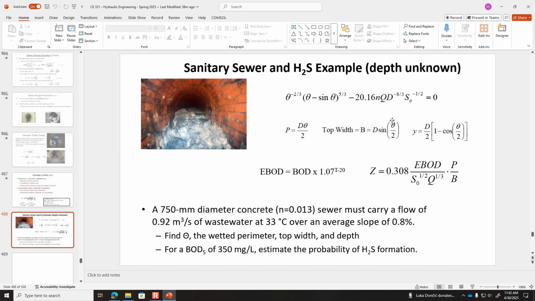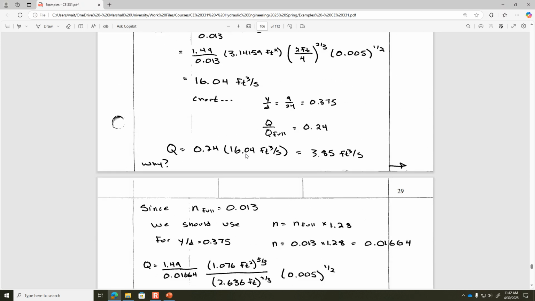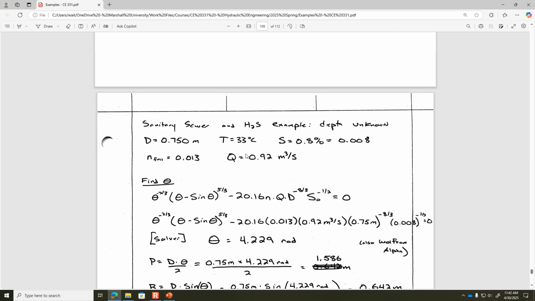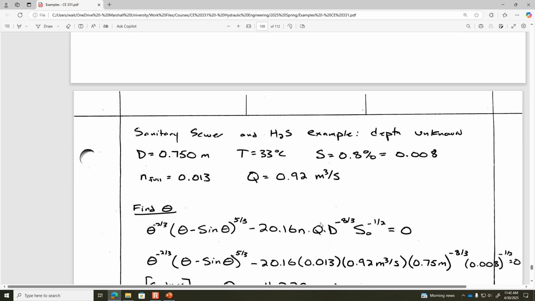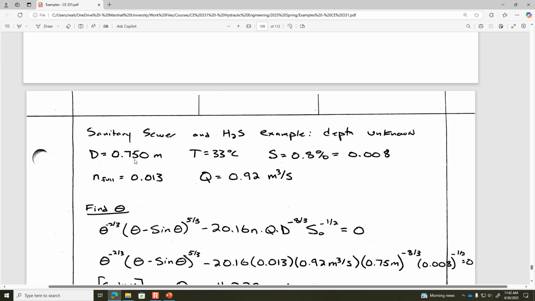Let me write on the whiteboard the formula that we're going to put into Wolfram Alpha. You could also do it on your calculator, solve the equation. Actually, let me just bring it up on the screen as well. Here it is. We've got a pipe that has a diameter of 0.75, temperature 33 Celsius. The slope is 0.8%, which means 0.008 because it needs to be written as a decimal into Manning's equation. The full n value is 0.013, and the flow rate is 0.92 cubic meters per second.